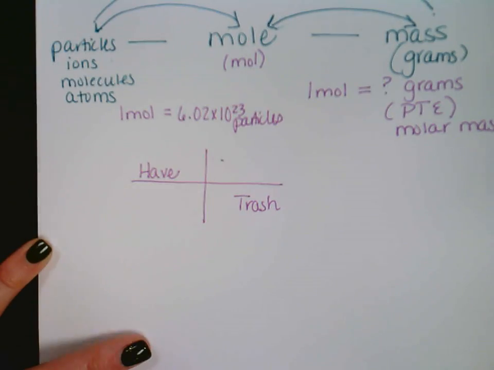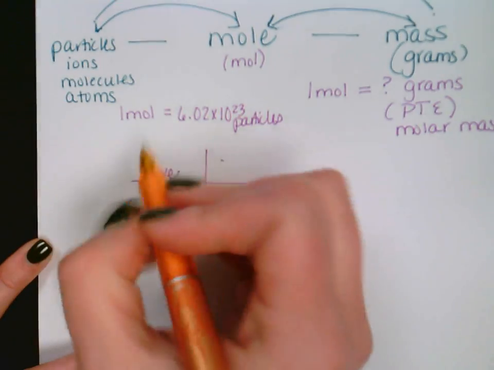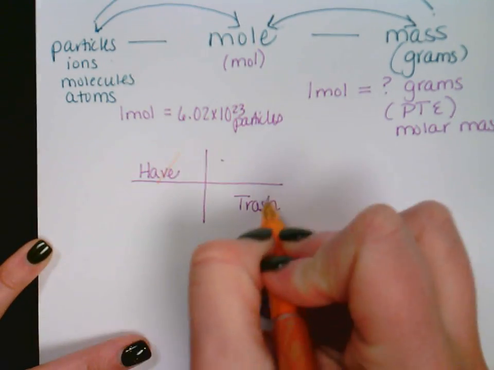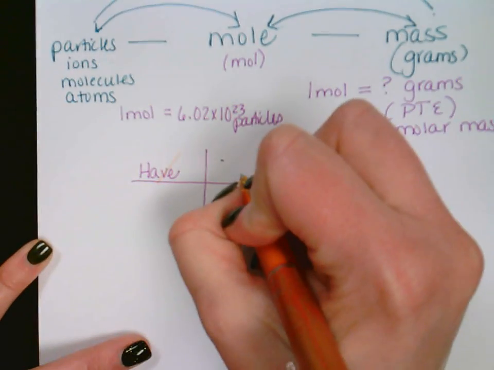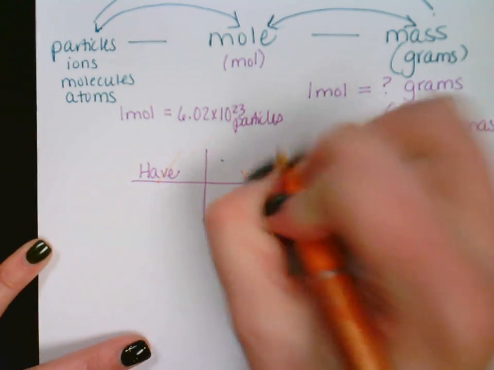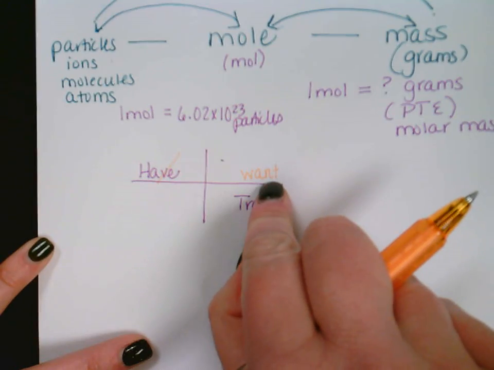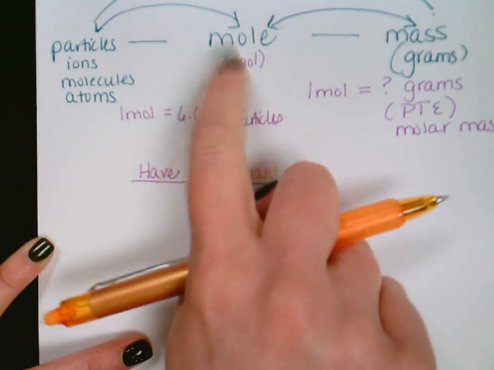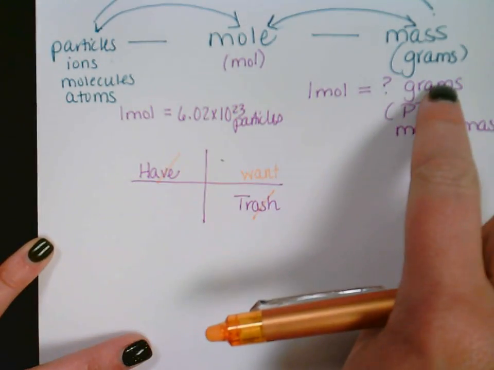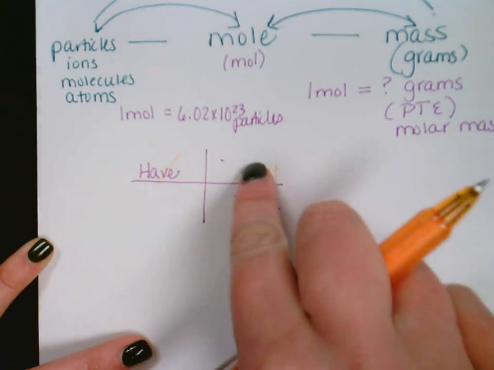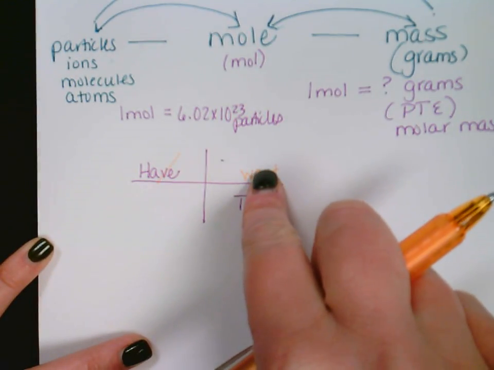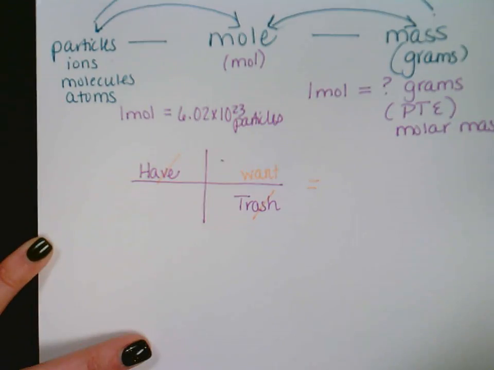Then the other thing that you want to do is, once you figure out what goes in what you have and what goes in the trash, so that we can cross those out later, you're going to have over here what you want. This is what you don't have yet. For example, if they're asking you how many grams are in a certain amount of moles, what we don't know is the grams. They're asking us the grams. So that's where we put what we want. Okay. And then we'll go from there and solve it.